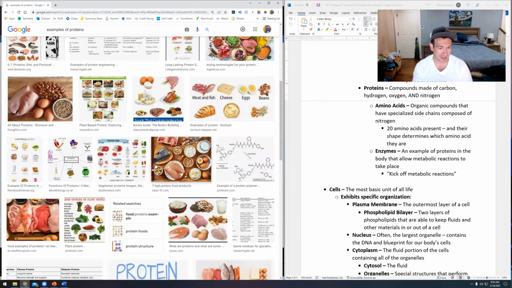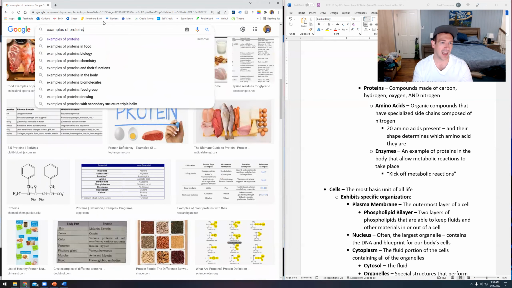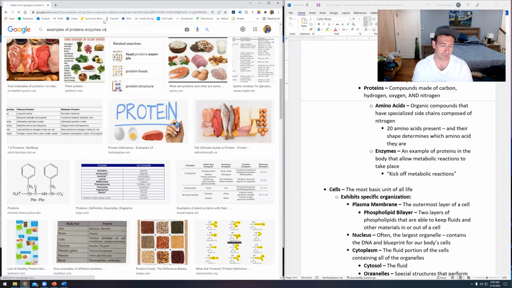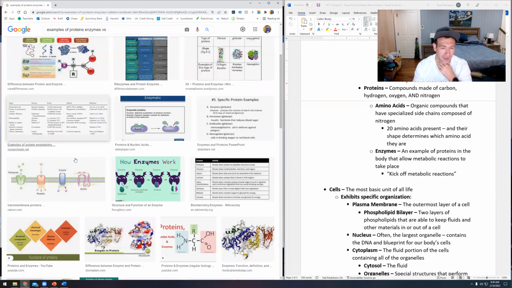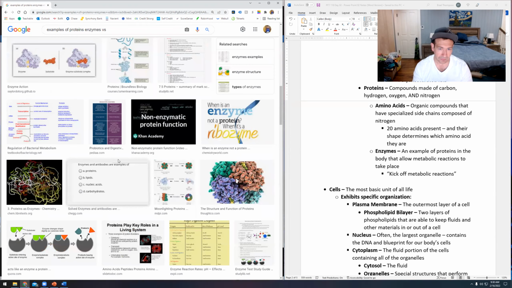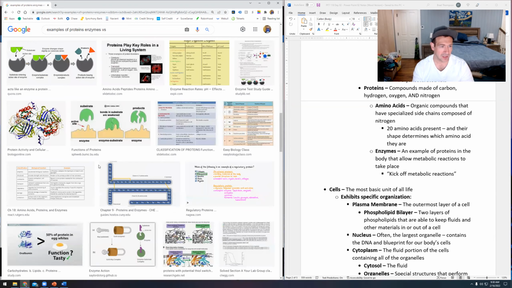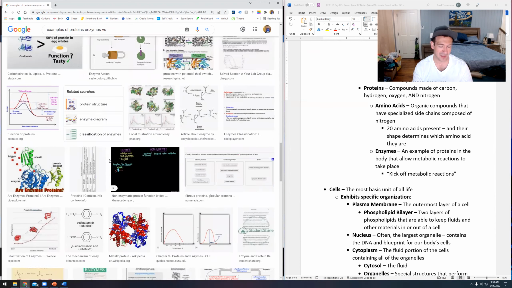That's not what I meant when I said examples of proteins. I just want a really cool list of all kinds of different proteins so I can show them. There's a lot of different shapes that they can make themselves in. This is always kind of fun.